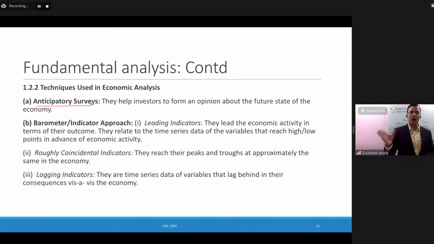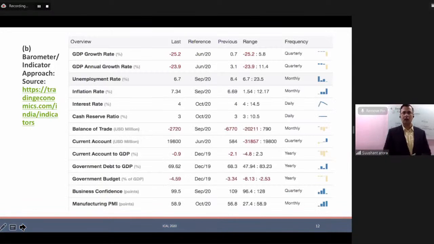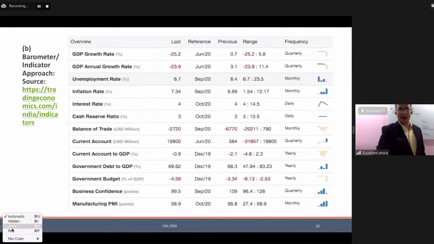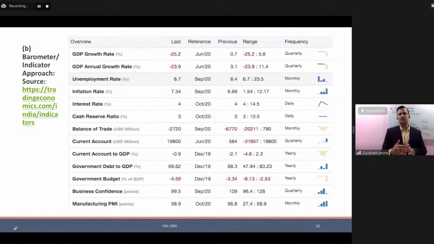But for the government, how do we see that? Let me show you practically. So you can see the barometer on the indicator approach, I've taken it from one of the economic websites. So it has all these things. Very simply, I am telling you again, this is not related to the exam. It's just that if I say something, you say, okay. You should know what indicators are.